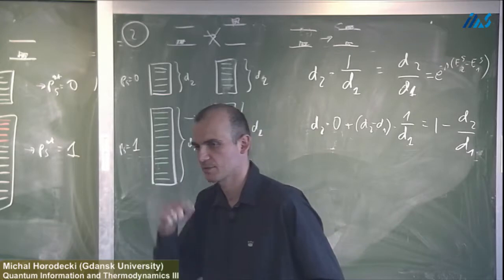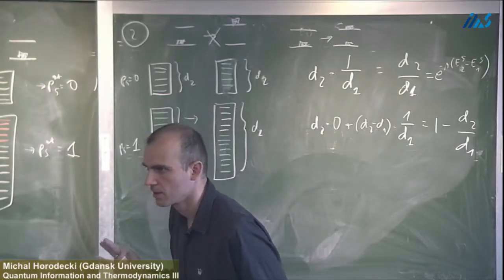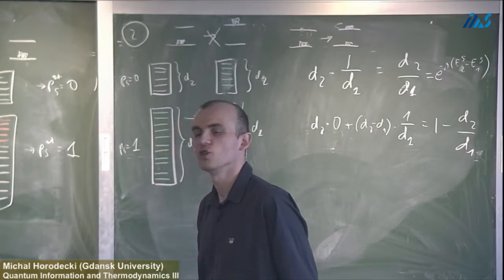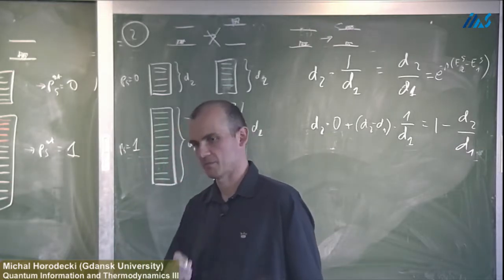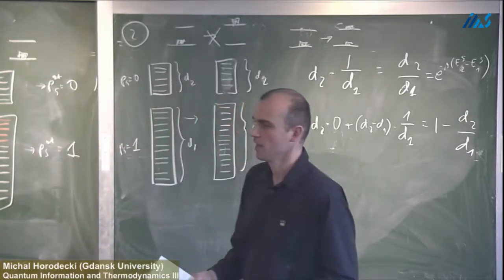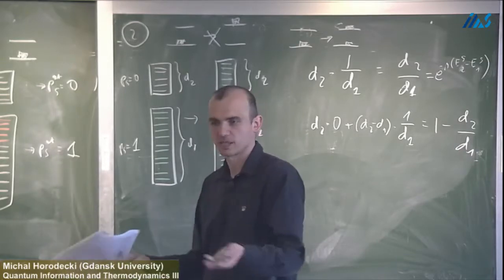Again, repeat the first part of the sentence. So allowed thermal operations include tracing out only if what you trace out is in the Gibbs state. No, remove everything. Right. So in this garbage, there may be something that is not anymore thermal.